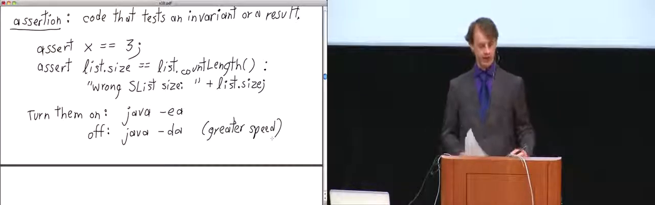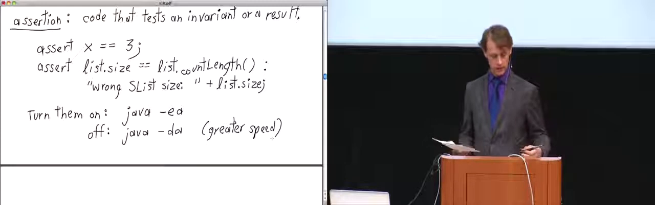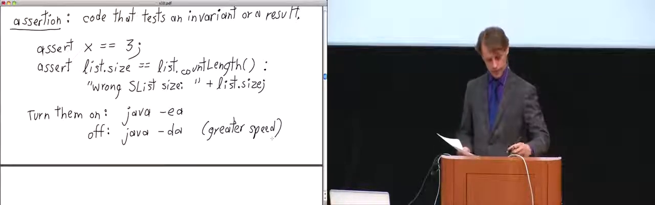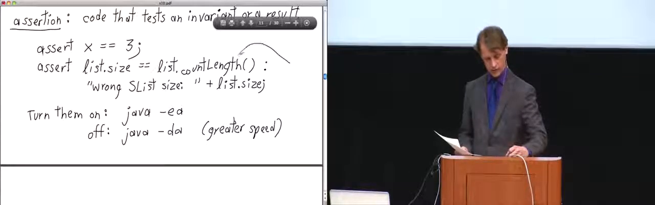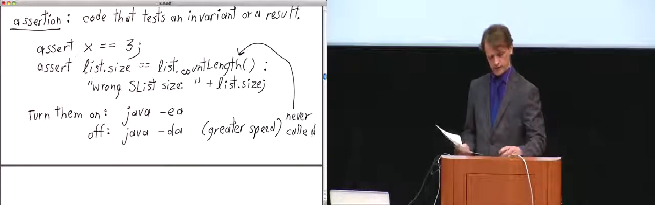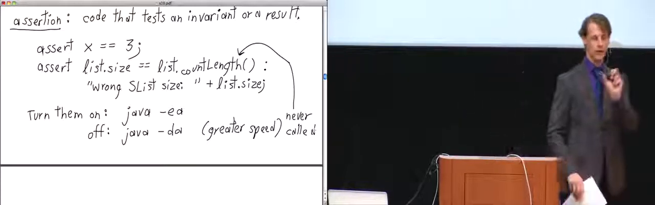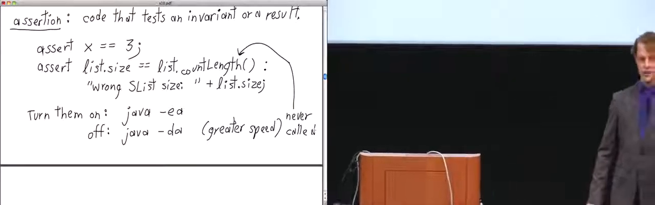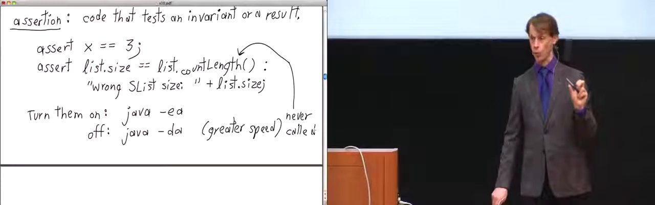One thing you have to be careful about is that since it does not run the assertions at all when you disable them, this count length method will never be called. So you must make sure that the code that is in your assertions is not important for your program to work.